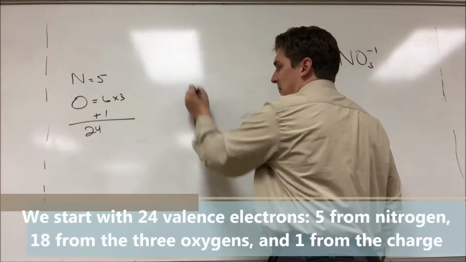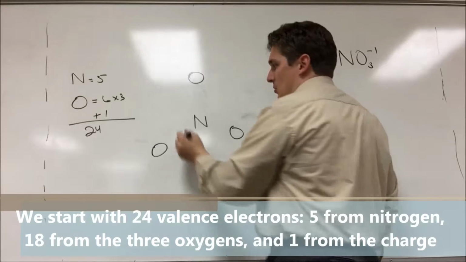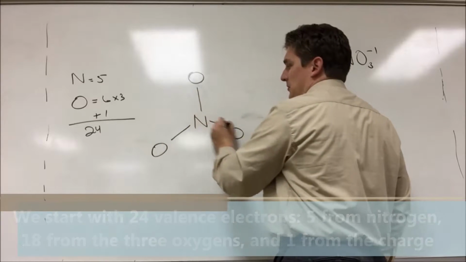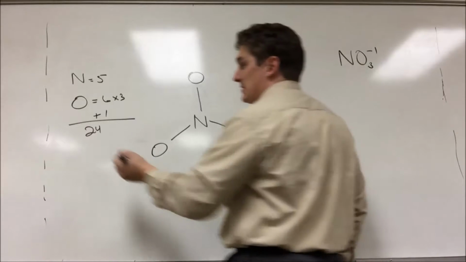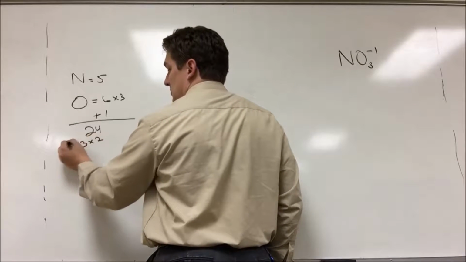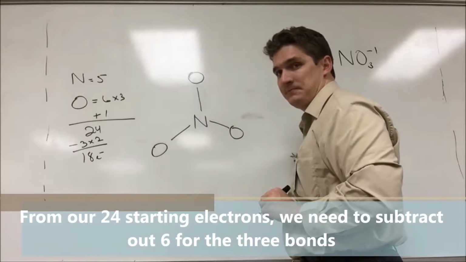Nitrogen's our central atom. We've got 3 oxygens. We're going to draw a bond to each of the periphery oxygens, and we need to subtract out all the electrons we've lost to bonding. So we've got 3 bonds, 2 electrons each. This will give us a total of 18 electrons.